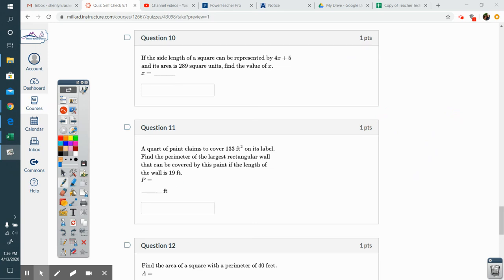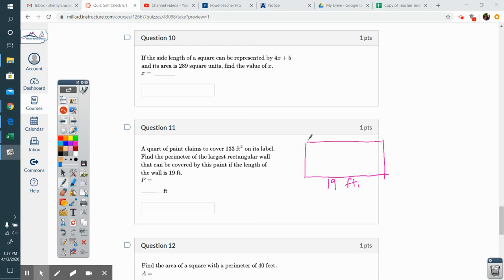Okay, a quart of paint claims to cover 133 feet squared on its label. Find the perimeter of the largest rectangular wall that can be covered by this paint if the length of the wall is 19. So start to draw a picture. It tells you the length is 19 feet.